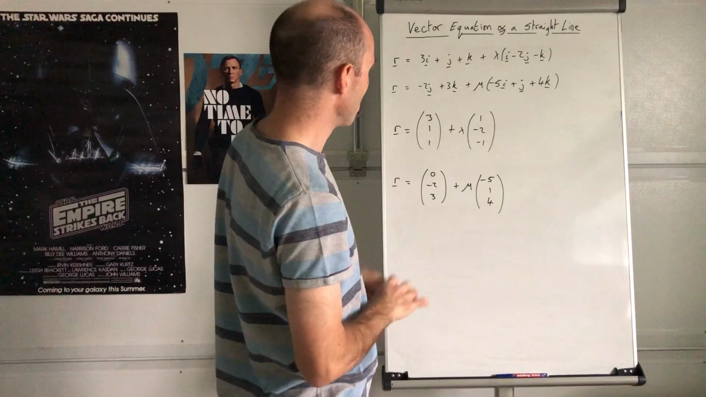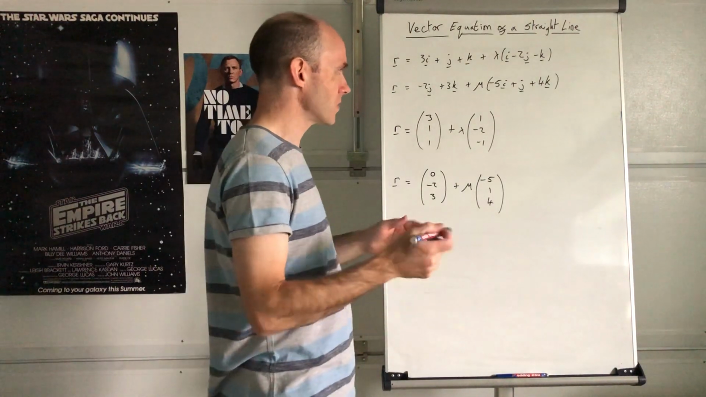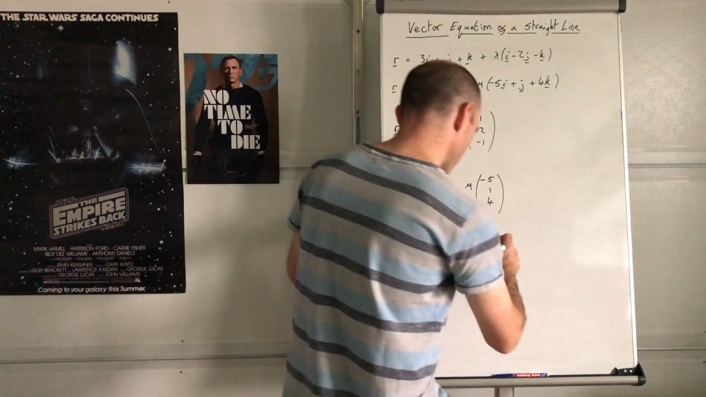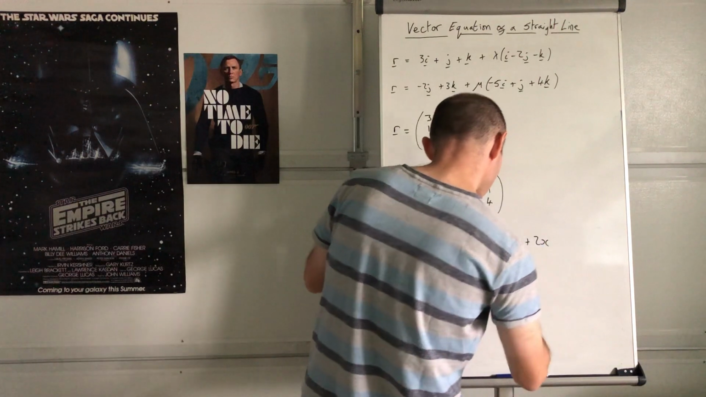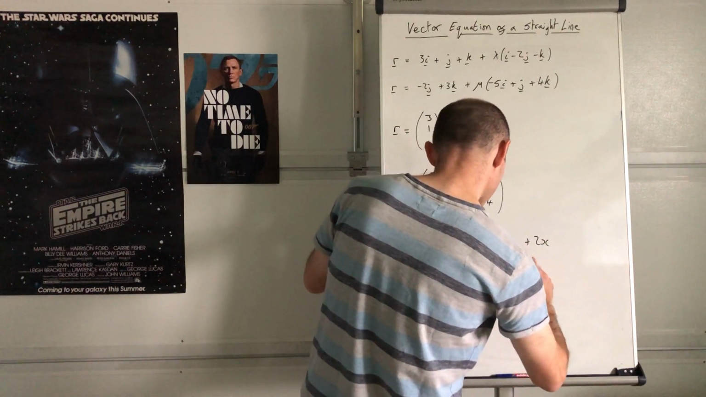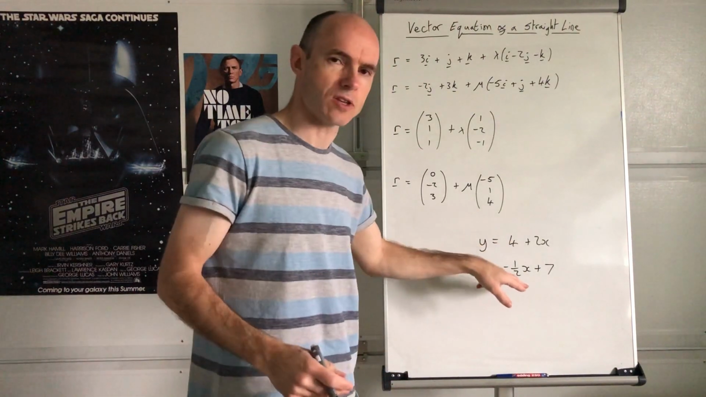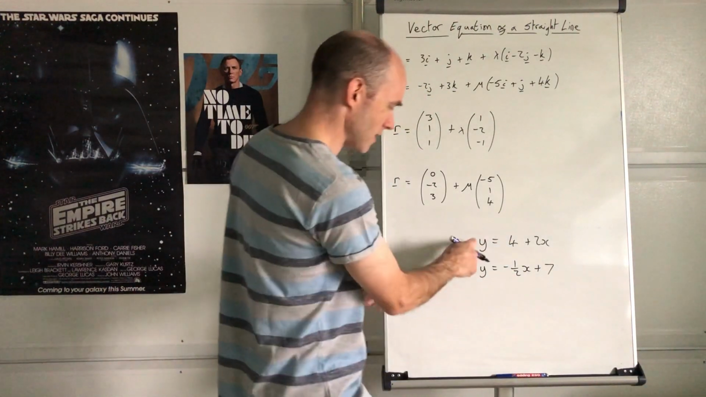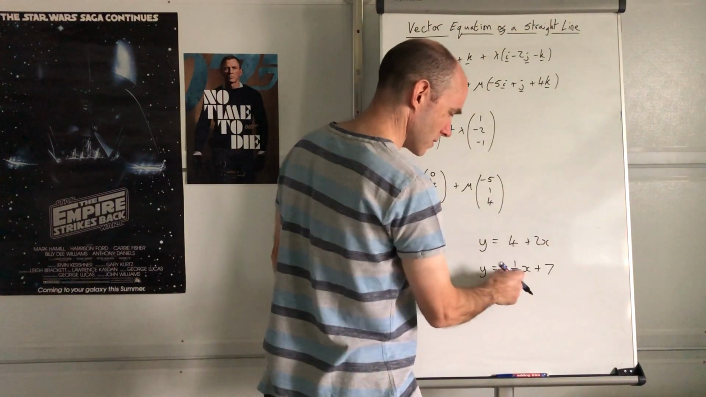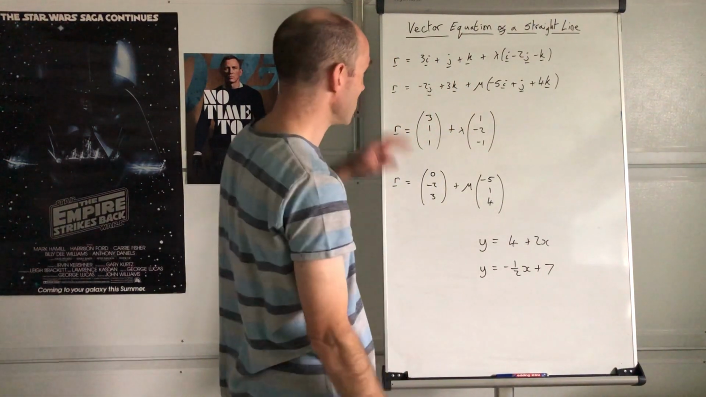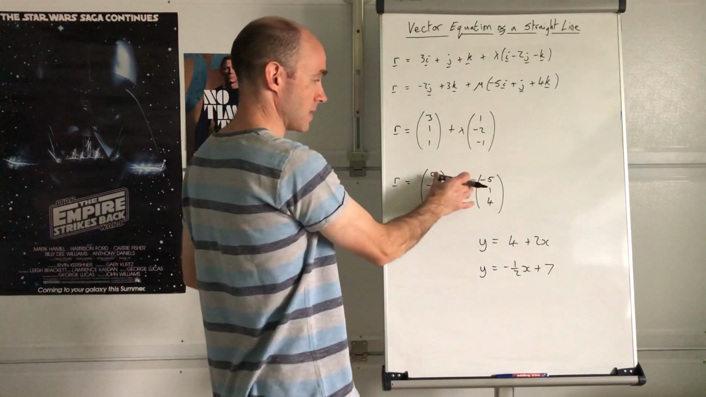Okay, we're going to show that they intersect each other. Well, when you've got two lines in Cartesian form, for example, y equals 4 plus 2x and y equals negative a half x plus 7, when these two lines intersect each other, what do you do? You just say that y equals that, therefore this equals this. You do 4 plus 2x equals negative half x plus 7. That's what you do, isn't it? You do exactly the same with this. You just set that equal to that.